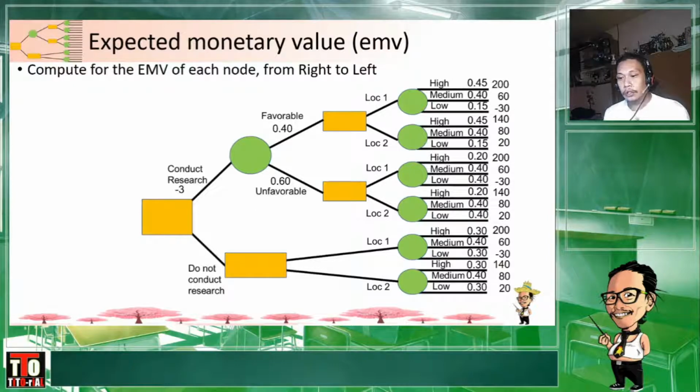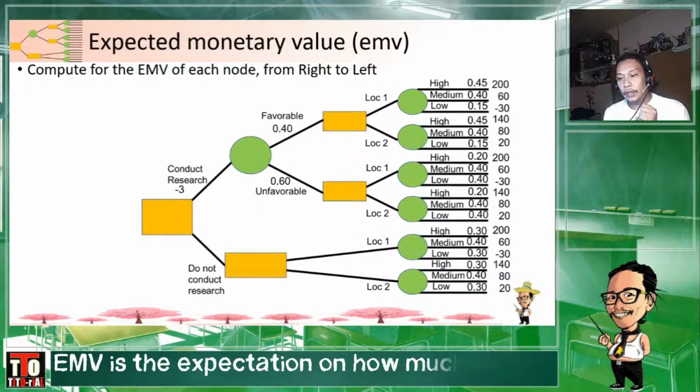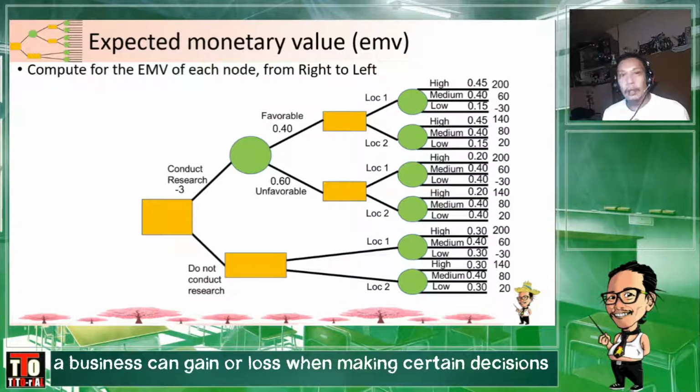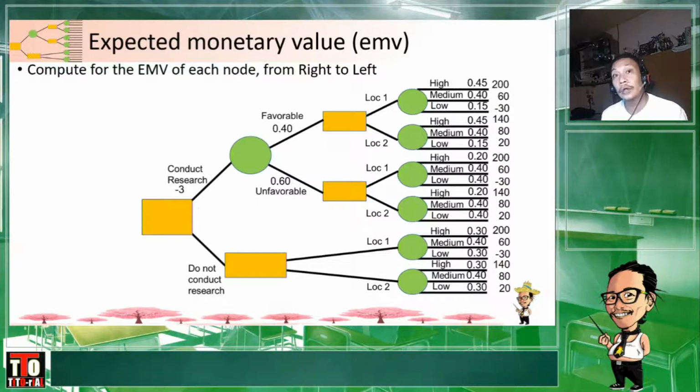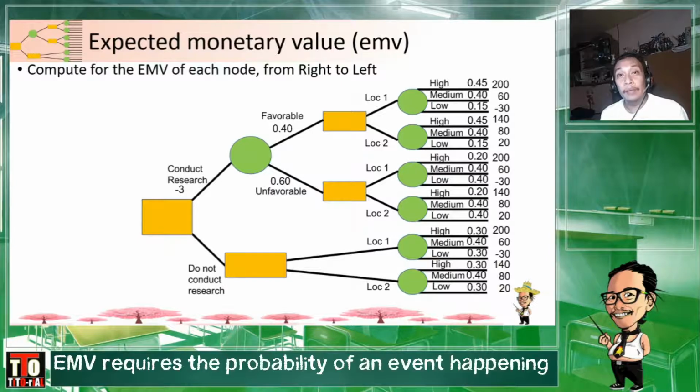So when we say expected monetary value, this is the expectation on how much money a business can gain or lose when making certain decisions. Okay? So whether dadami ba yung pera niya or mababawasan yung pera niya, depende kung anong decision ang gagawin niya or pipiliin niya. Now, in an EMV, ang kailangan din natin is yung probabilities.